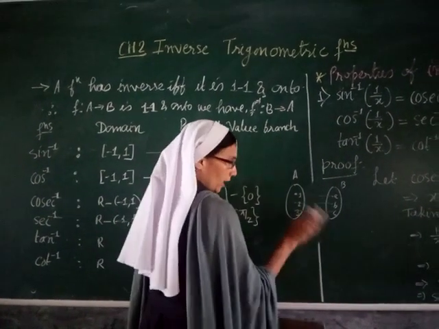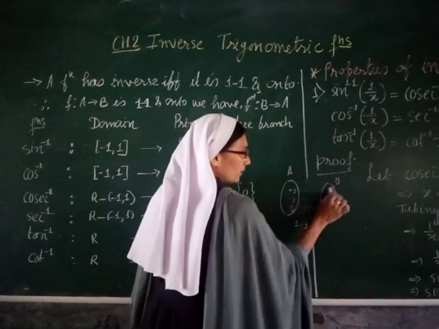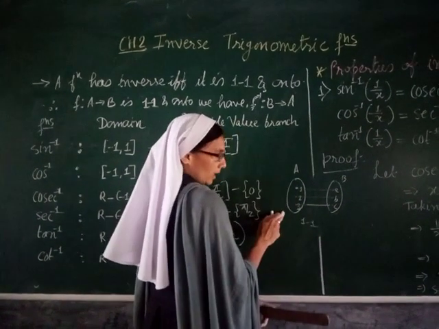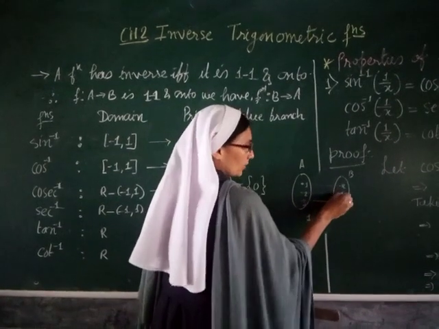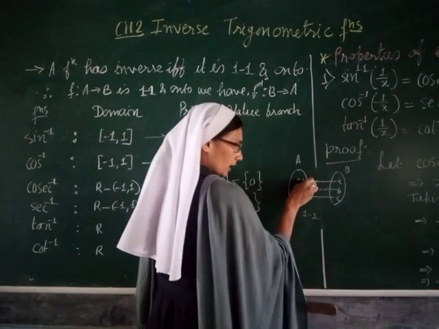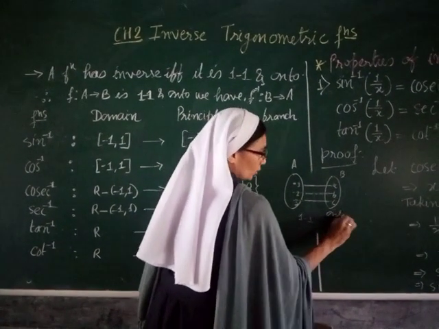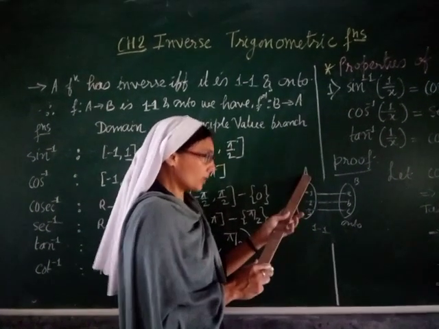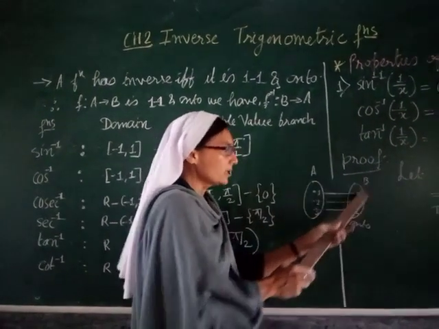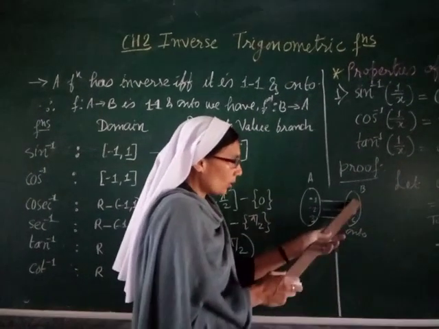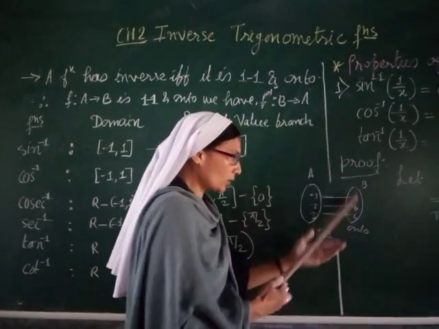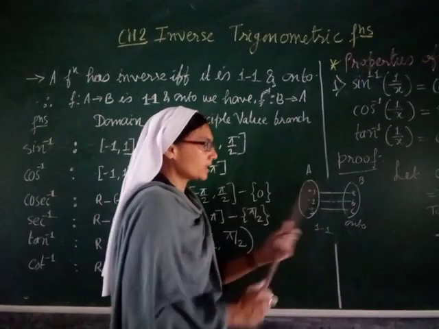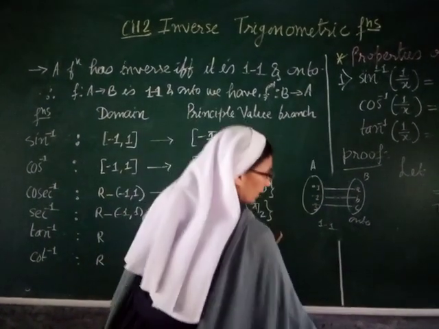And onto means each image will have some association in set A, from this side to this side. Then you call it an onto function. One-one means all the elements in the first set should have an image in the second set, and onto means all the images in set B should have an association in set A. Then you call it one-one and onto. So it is mutual, on both sides.